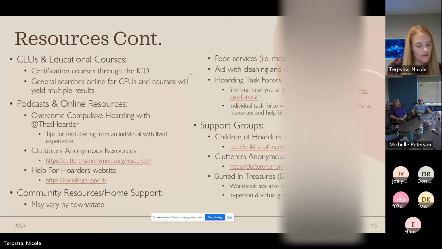So for those looking to work with individuals with hoarding disorder, there are a number of educational courses and continuing education units available online with general internet searches. For more formal certification, the ICD offers a hoarding disorder specialist program. So there are also a number of useful online resources.